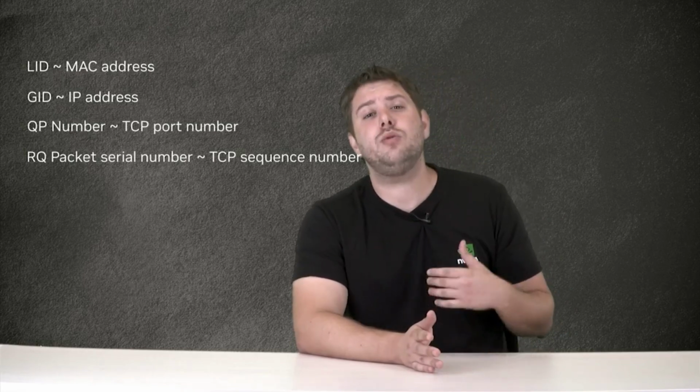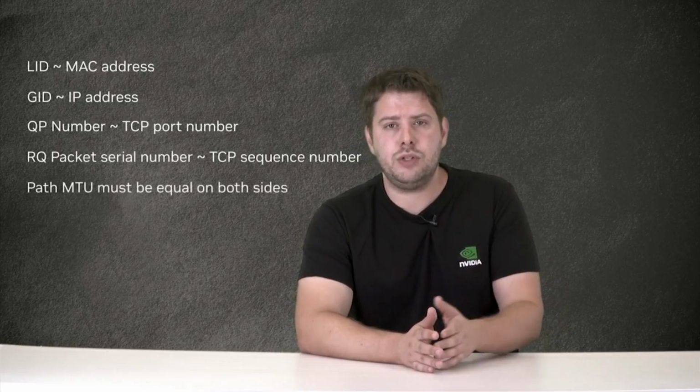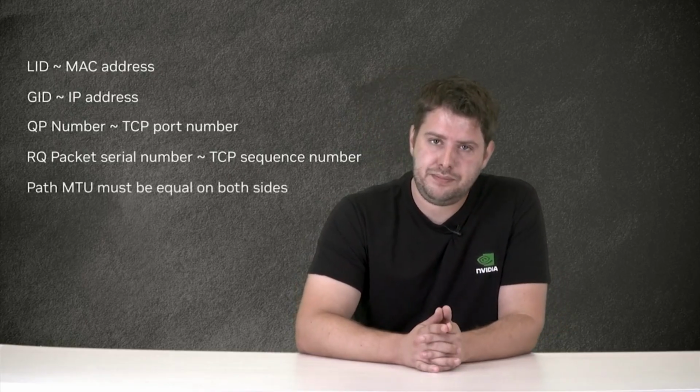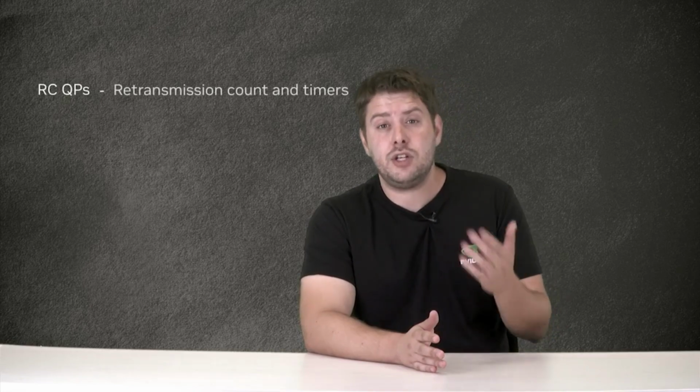In addition, we need to agree on the communication details, such as the path MTU between the 2 points. Now, while exchanging addresses, we typically send additional information for the application to use, for example, remote keys for registered buffers. Different transport types require further information to form a connection. For example, RCQPs require the transmission count and the timer value.